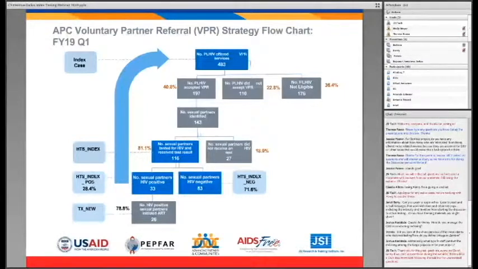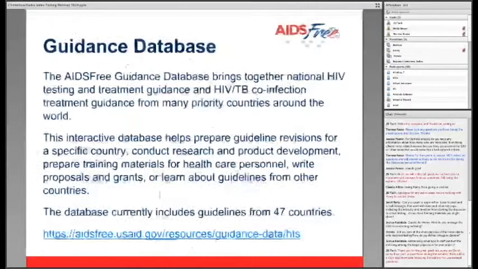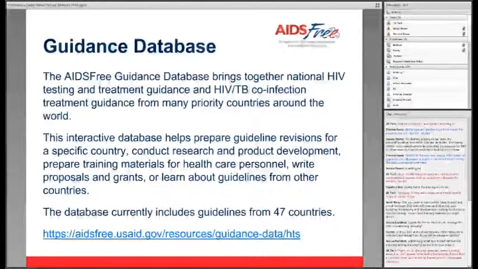So this is an example to show how this chart could be used to both report the data, but also for the programs to continually monitor where they are, which step of the process needs to be improved.